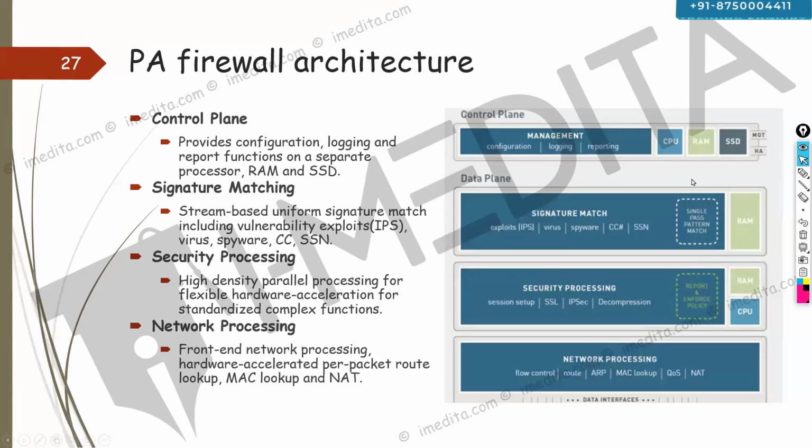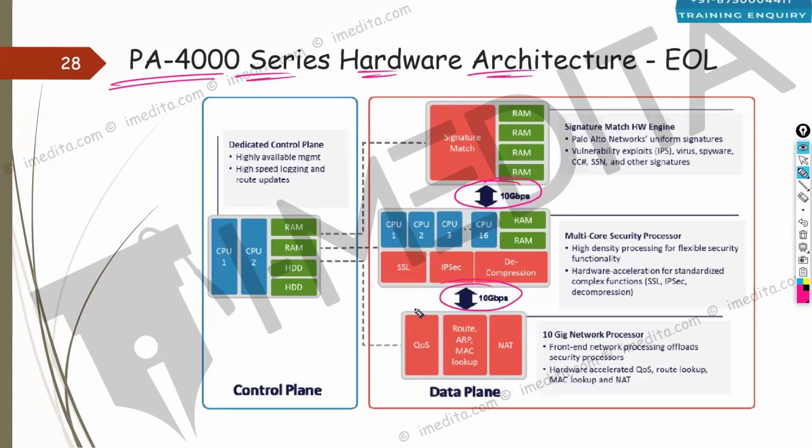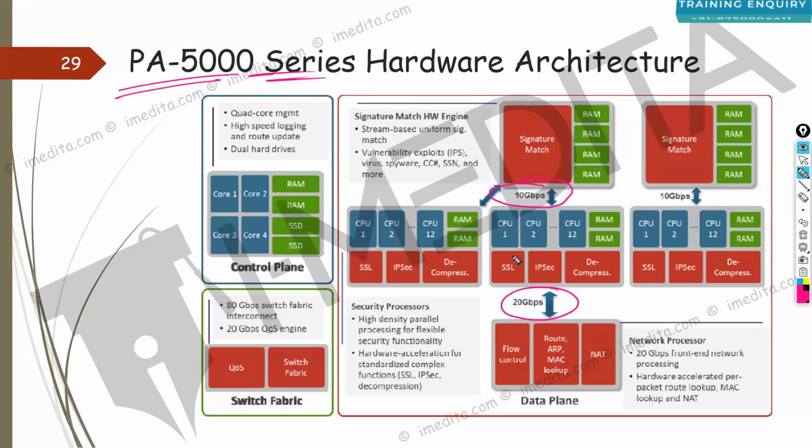dedicated RAM and CPU. When we are talking about the 4000 series hardware architecture, the 4000 series Palo Alto Firewall can provide you 10 Gbps throughput. If we compare, the next series is the 5000 series firewall. The 5000 series firewall can provide 10 Gbps to 20 Gbps throughput of real-world traffic.